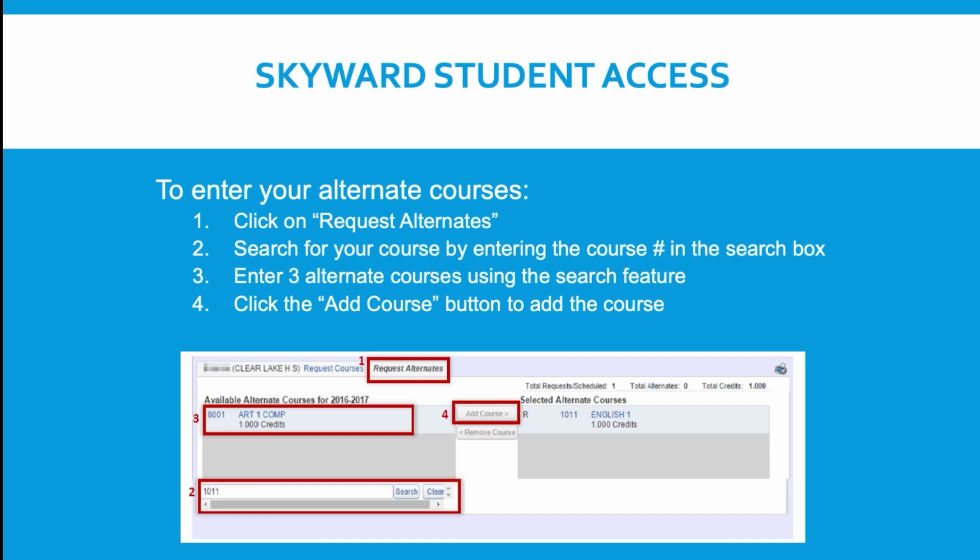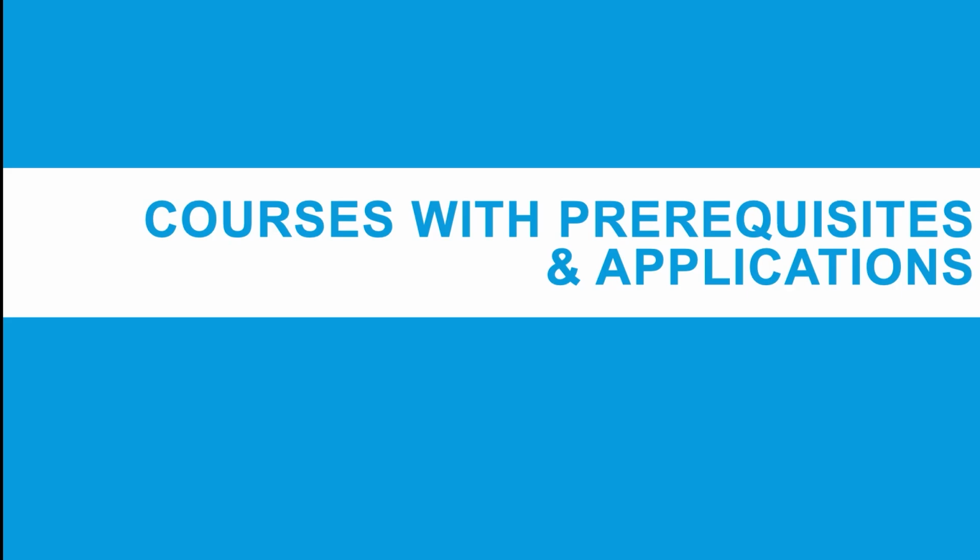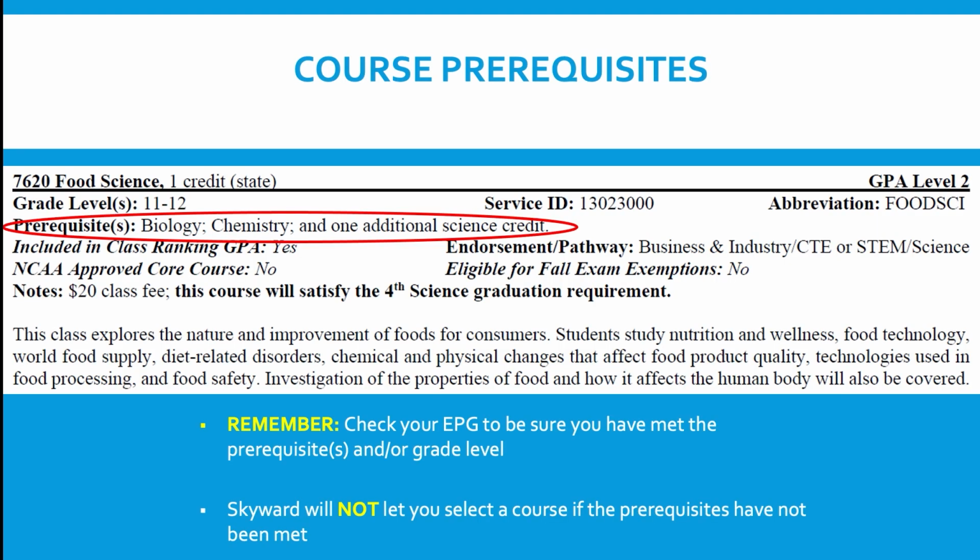Now let's talk about the courses with prerequisites and the ones that require applications. Some courses require prerequisites that can be found in the course description part of the EPG. The prerequisites are the classes you must have already taken. For example, for food science, you must have taken biology, chemistry, and 1 additional science before you can register for it. Always check the EPG to make sure you have met the prerequisites and/or grade level. Skyward will not let you select a course if the prerequisites have not been met.